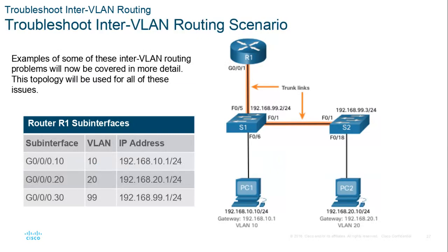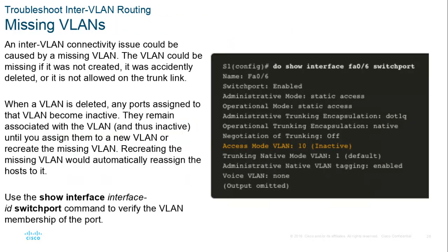Okay, so here's some examples of some errors that may occur. So we've created 3 VLANs here, 10, 20, and 99. VLAN 10 is for the PC1 and all its neighbors. VLAN 20 is for PC2 and all of its neighbors. And VLAN 99 is for the management addresses of the switches, so they can check each other out. Okay, so what's going on here? Let's see the first problem.